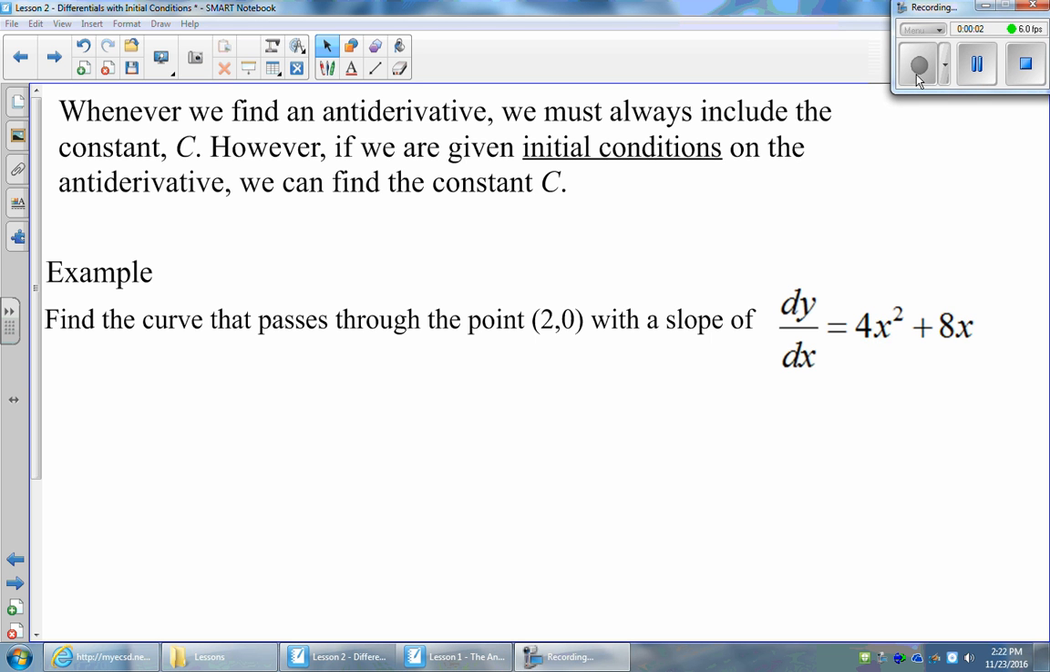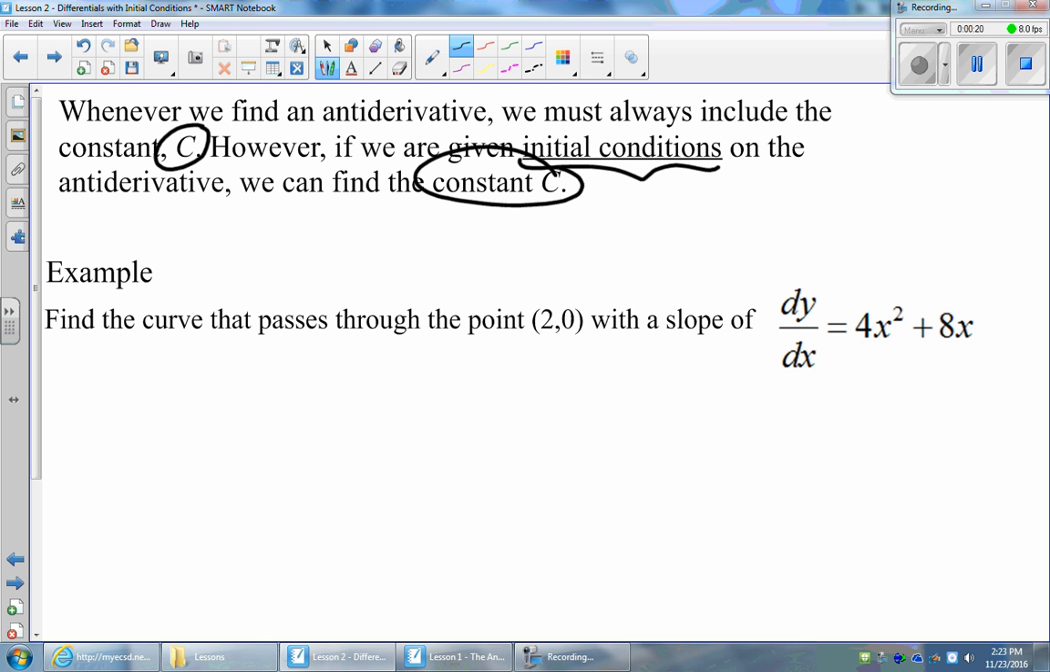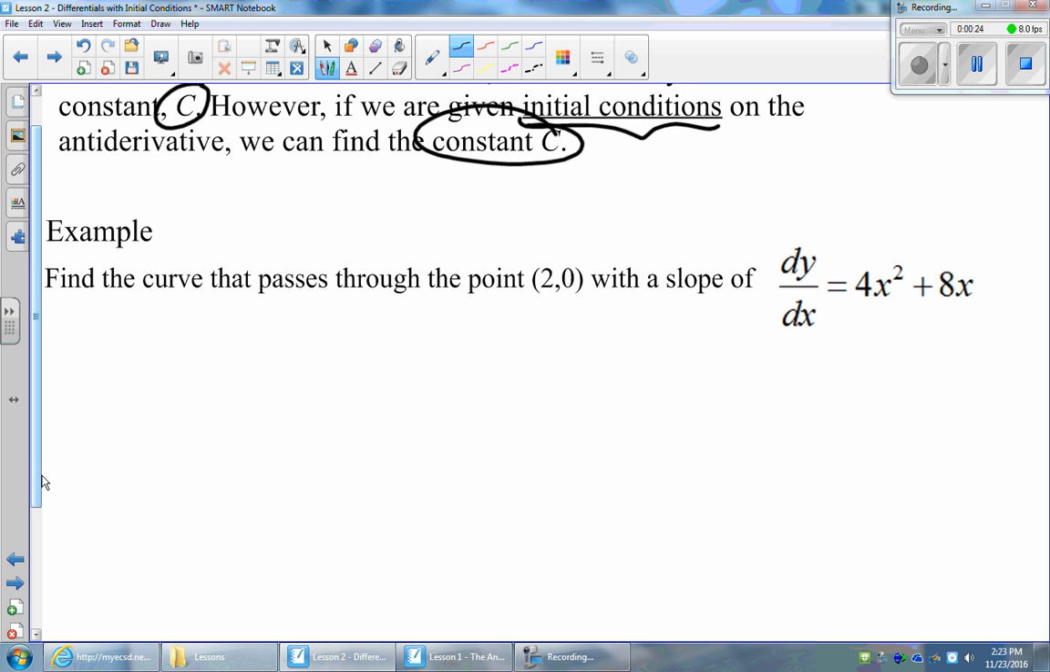Okay, we're going to do a question now with the antiderivative and working with what we call initial conditions. As we know, whenever we find an antiderivative, we must always include the constant c. However, if we're given initial conditions, we can actually find out what that constant is. So we're going to take a look at what this type of question can look like here.